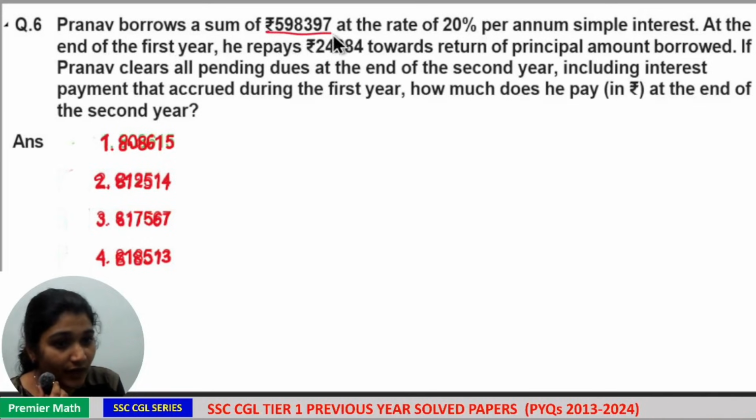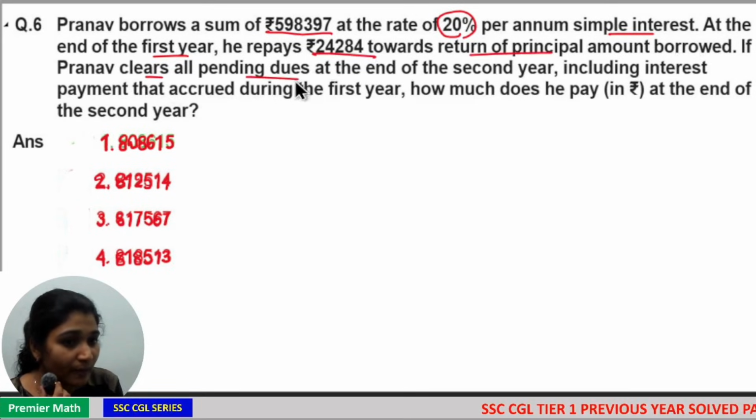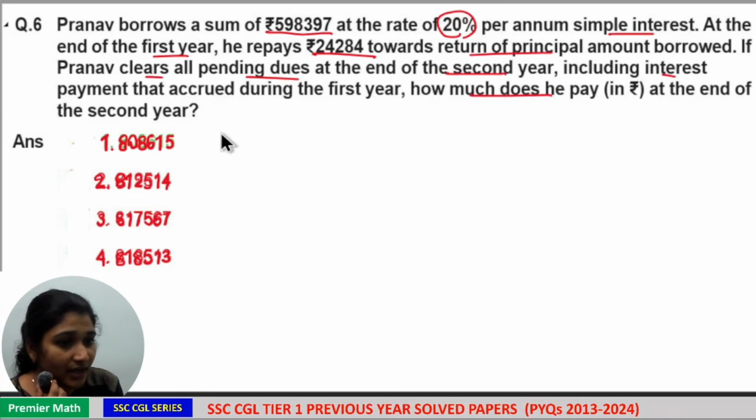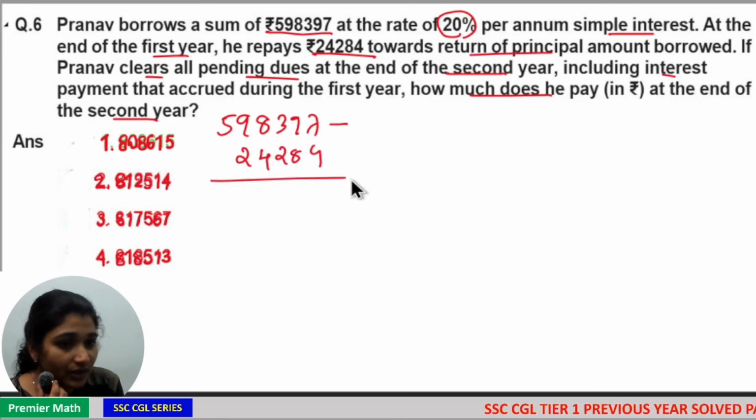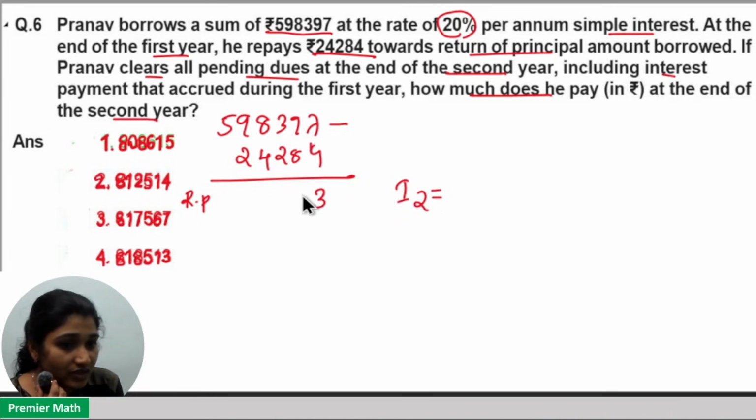Pranav borrows a sum of 5,98,000 at the rate of 20% per annum simple interest. At the end of the first year, he repays 24,284 towards return of principal. If Pranav clears all pending dues at the end of the second year, including interest, how much does he pay at the end of the second year? Here, 5,98,397 is the interest. Towards this, he paid 24,284. Then find out the remaining principal, which is very important to calculate the second year interest.